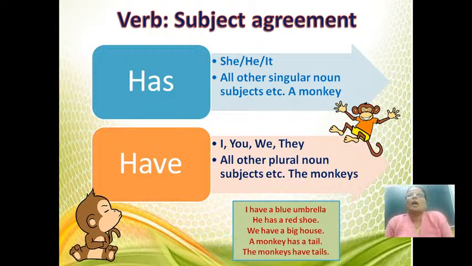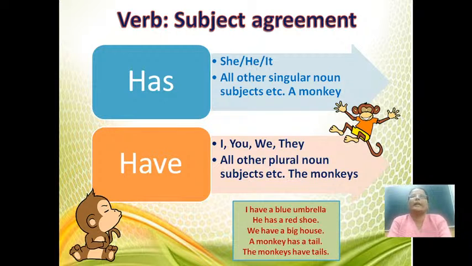Now, I have a blue umbrella. I told you why I used I. He has a red shoe. We have a big house. Now, we is plural. That's why we are using have with it. Right? And now, a monkey has a tail. These two samples you must pay attention to. Children, look at the last two examples so that you can identify the difference.